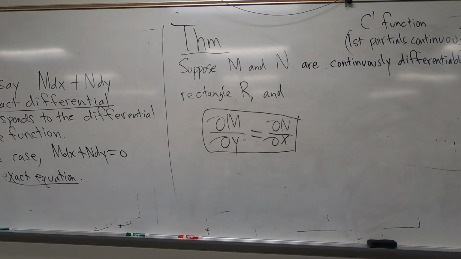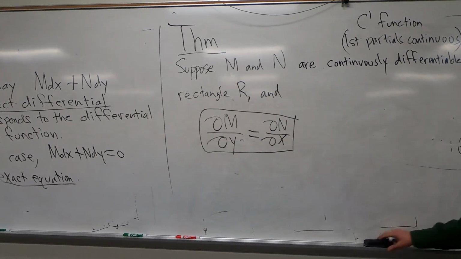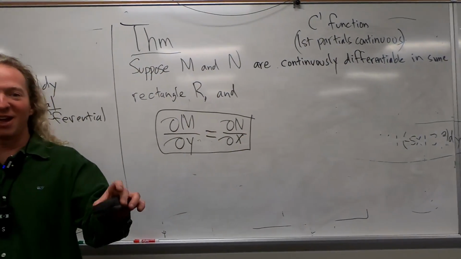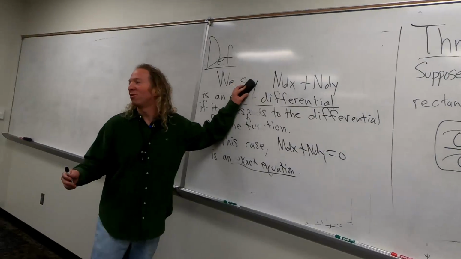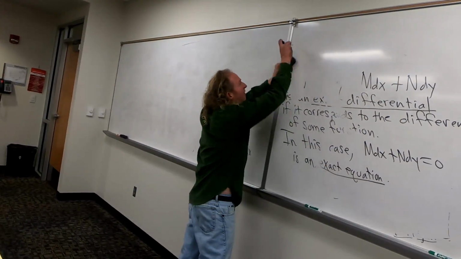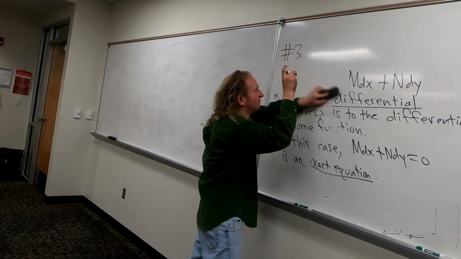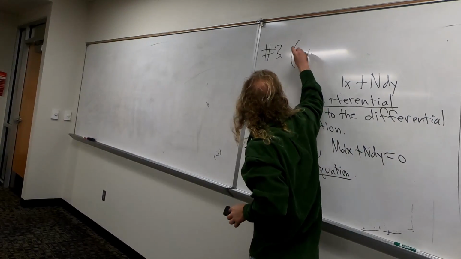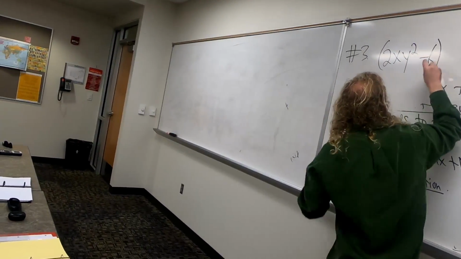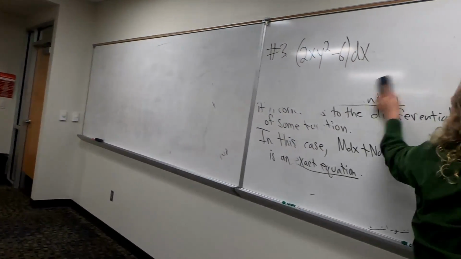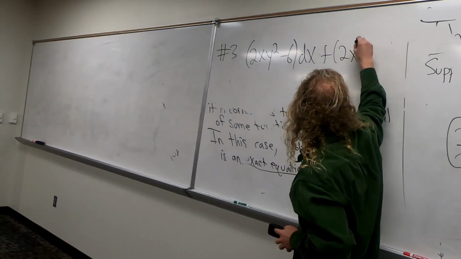Let's do. Oh, that's a really bad example. Why all these bad examples? Yeah. Okay. Let's do. Hey, can you read me number 3? In parentheses, you got 2xy squared minus 6 dx plus in parentheses 2x squared y plus 7 dy.